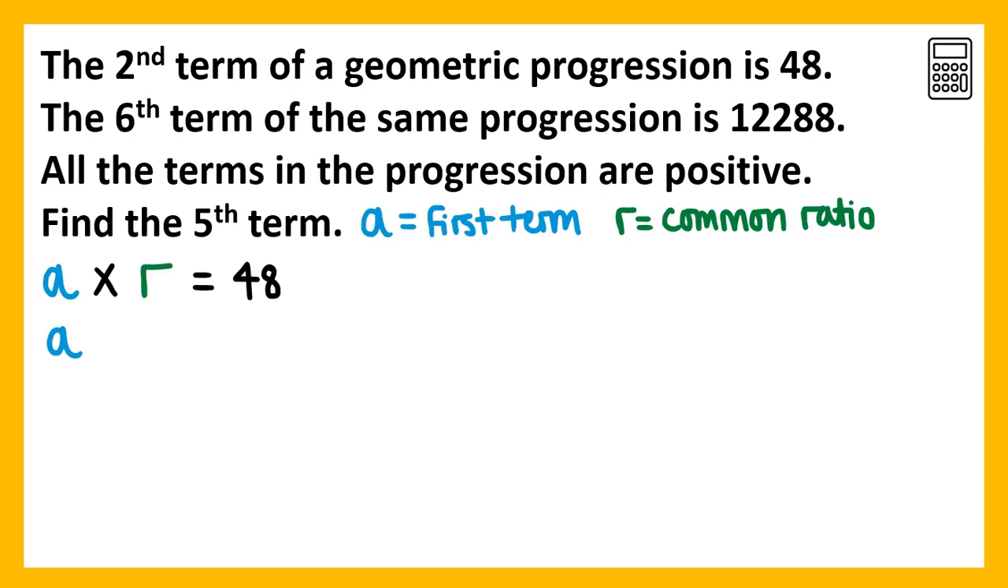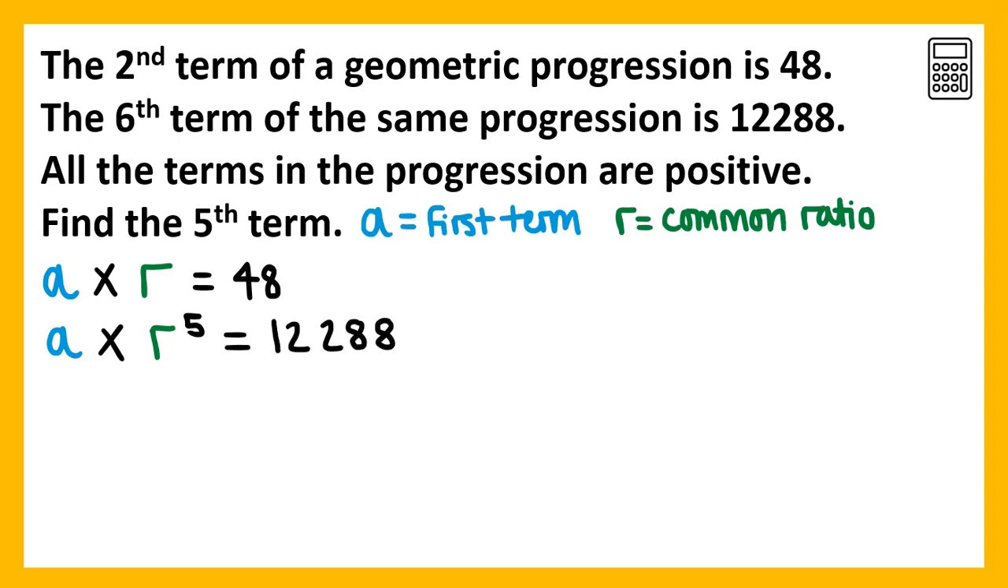This would be our first term multiplied by R to give me the second term, multiplied by R to give me the third term, and I could repeat this process a further 3 times, meaning I would be multiplying by R 5 times, and this can be simplified to be written as R to the power of 5, and we know that the sixth term is 12,288.